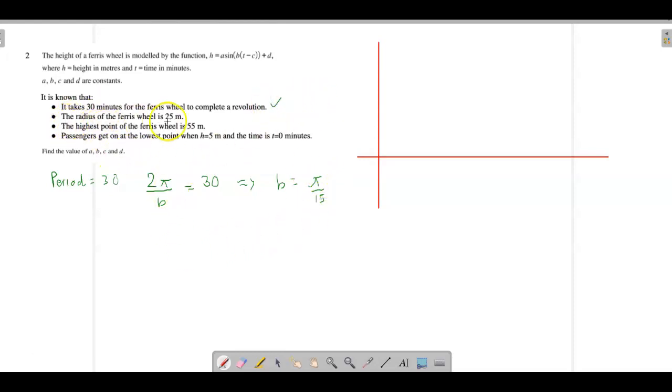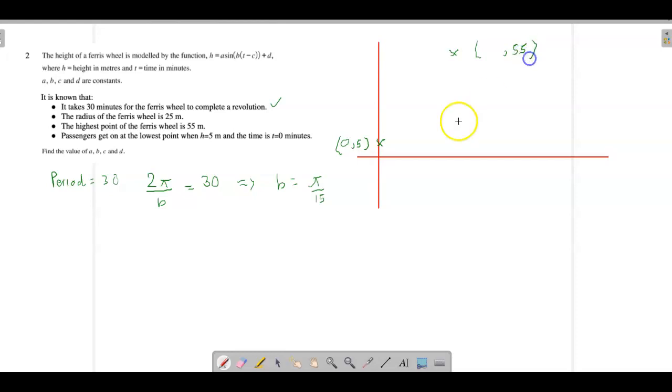Now the radius of the Ferris wheel is 25. Okay. The highest point it reaches is 55. Passengers get on at the lowest point when h is 5 and the time is 0. So I'm going to just fill something in on my graph. Here is the lowest point and that's 0 and 5. The highest point is up here and that is 55.